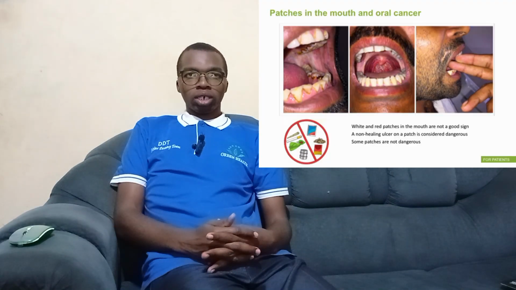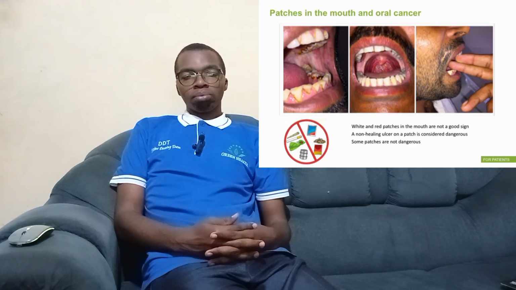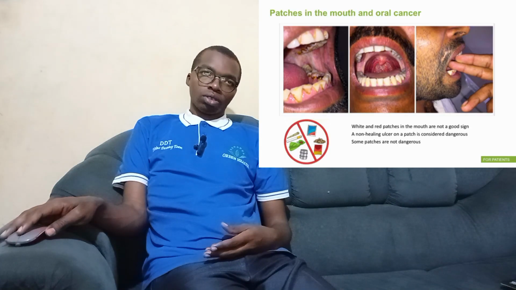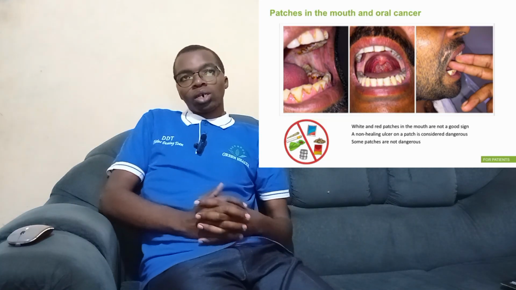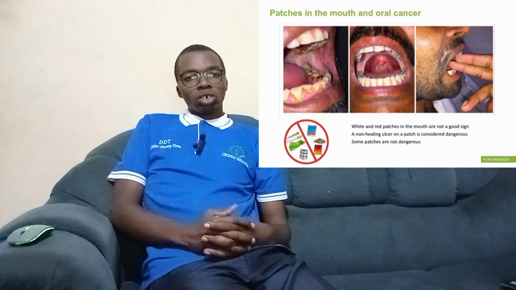And we want also to see patches in the mouth and oral cancer. White and red patches in the mouth are not a good sign. An unhealing ulcer on a patch is considered dangerous. Some patches are not dangerous. Those are the points to note. Patches in the mouth could be oral premalignant lesions and oral cancer.